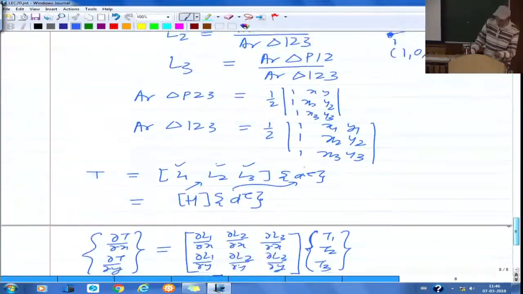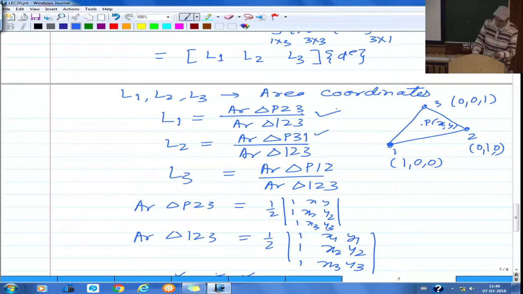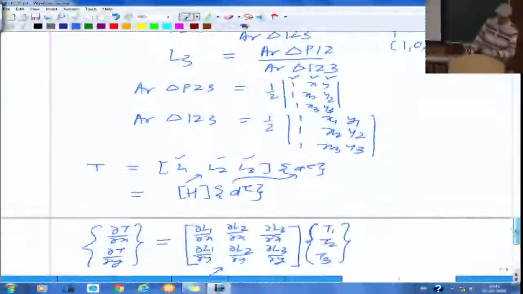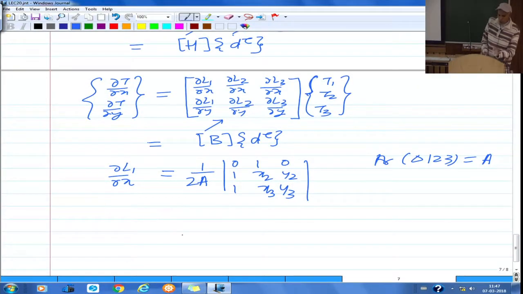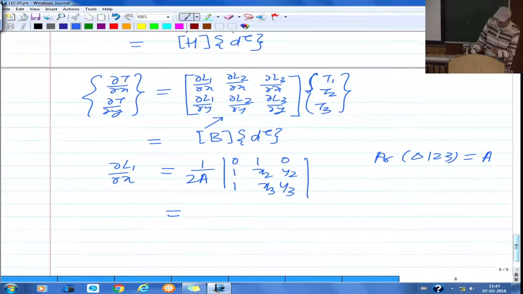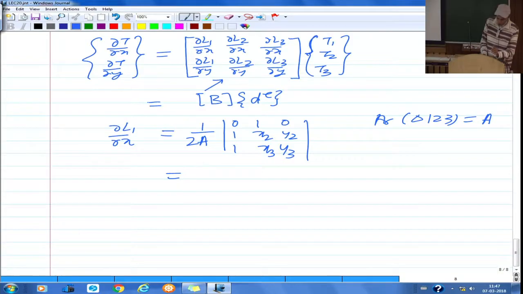So, essentially I am arriving at this from this expression. This we already said is A, and this area is half of this, so 1 upon 2A times the derivative of this determinant: derivative with respect to x is 0, this is unity, derivative of this with respect to x is 0. So, this is what you get as your del L1 by del x. And if you now just open this determinant, 1 upon 2A, then this is 0, this is 0, so only the second term remains. You would see that it is going to be y2 minus y3.